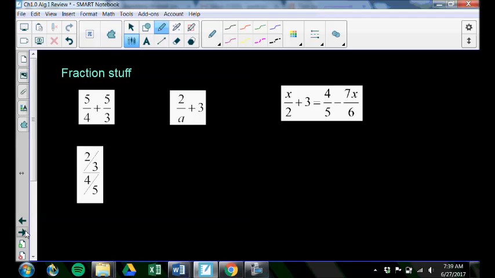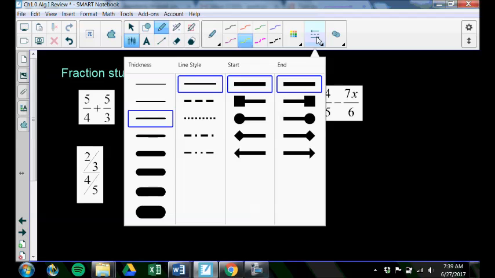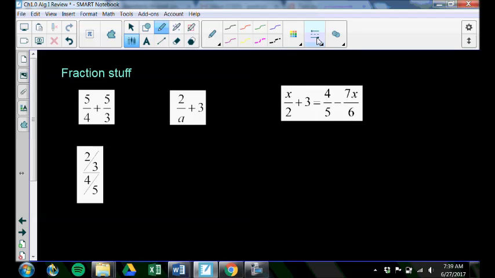Fraction stuff. I just want to briefly cover how fractions work, because I know you forget or you get confused, and I know that you hate them. 5/4 plus 5/3 does not equal 10/7. Not at all. You have to have a common denominator.